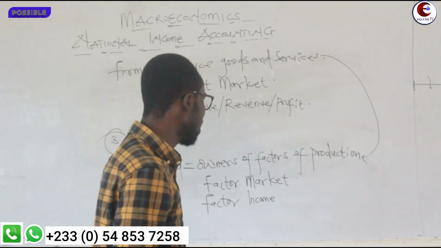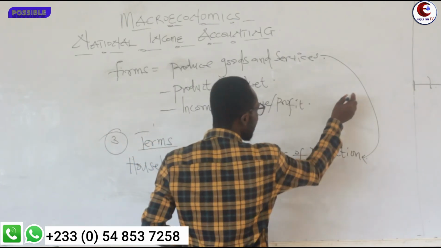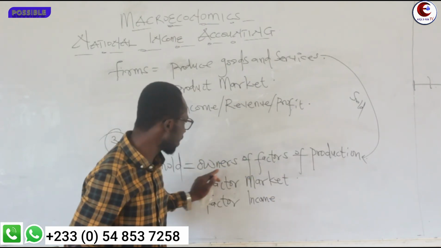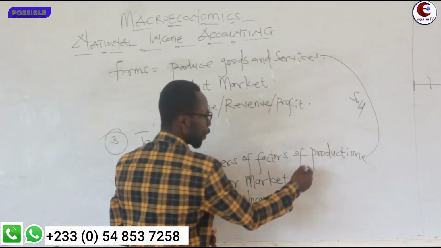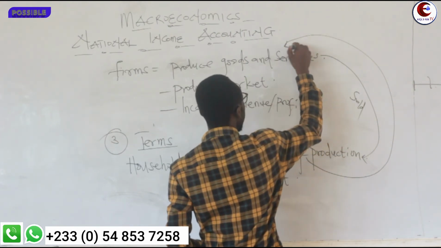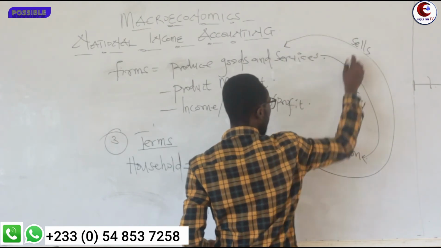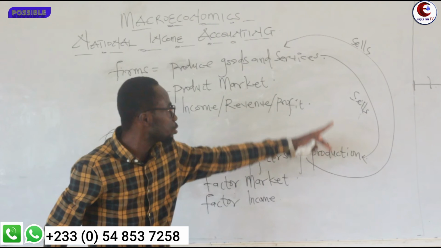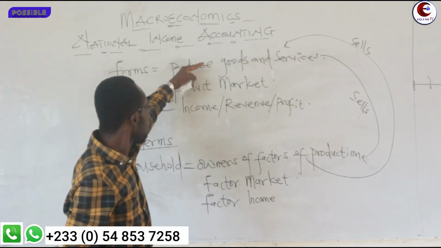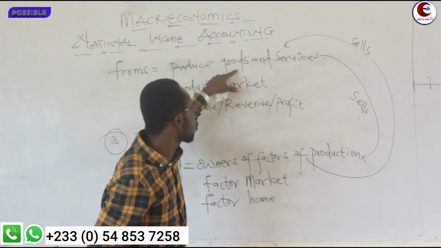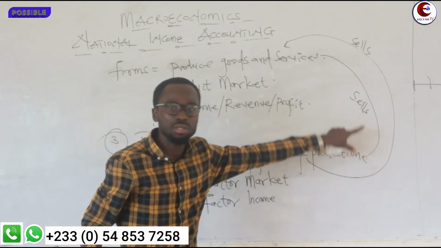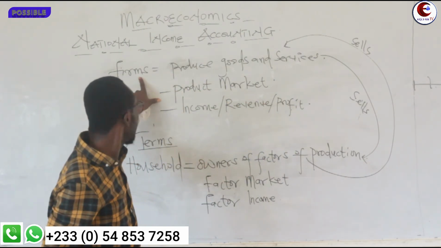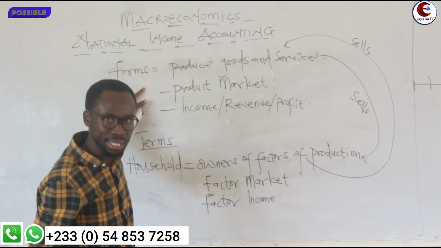Right? And then at the same time, we can say that households also sell their factors of production to firms. So households also sell their factors of production to firms. So firms are selling their products, which is goods and services, to households, and households are also selling their factors of production to the firms. I hope it makes sense.